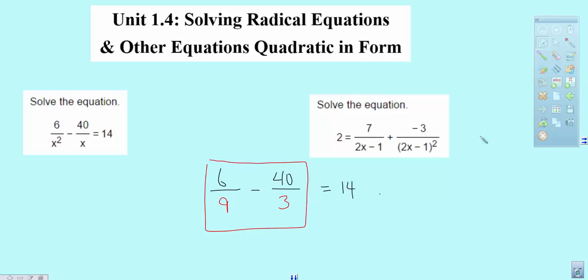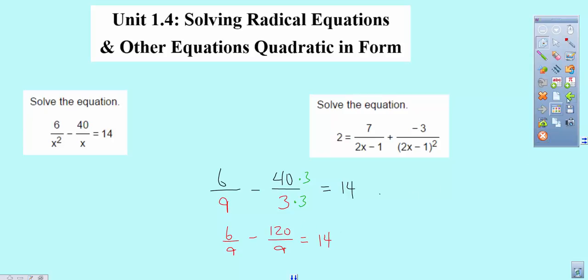But to be able to add them together based upon just calculations, that means that this guy right here would need more. He only has 3, he needs 9, which means I would need to multiply both the bottom and the top by 3 to keep my equation balanced. So at this point, I would have 6 over 9 minus 120 over 9 is equal to 14. And I could actually simplify that now. I could actually solve that.